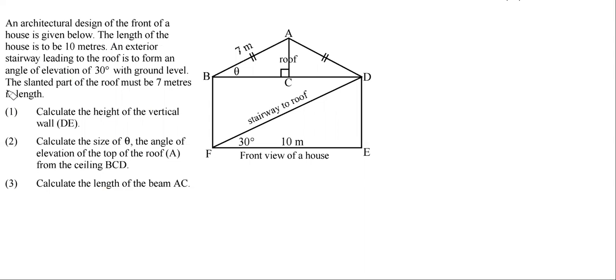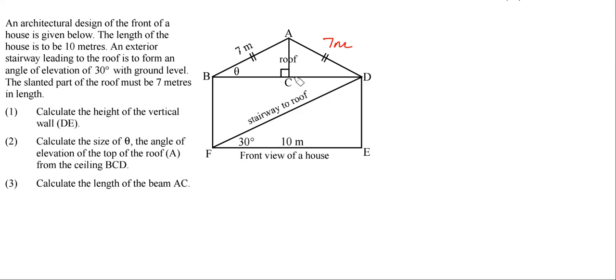An architectural design of the front of a house is given below. The length of the house is to be 10 meters. An exterior stairway leading to the roof is to form an angle of elevation of 30 degrees with the ground level. The slanted part of the roof must be 7 meters in length. If we put it down here, it also means that it's 7 meters, because this shows that these two are equal.